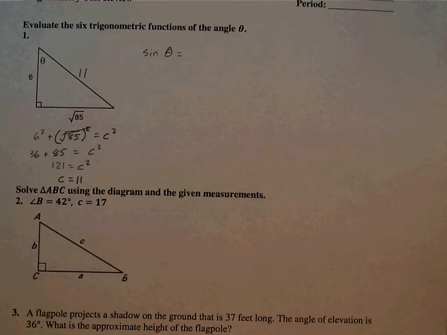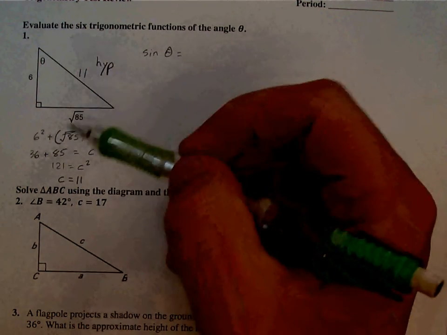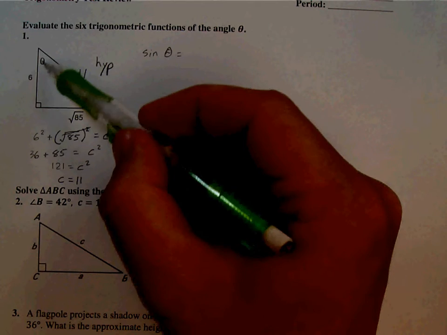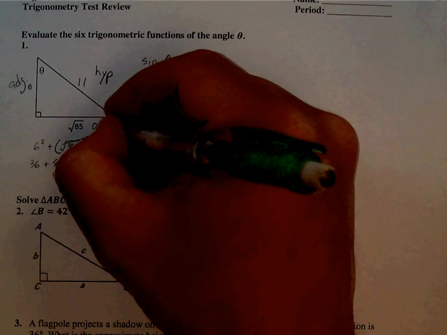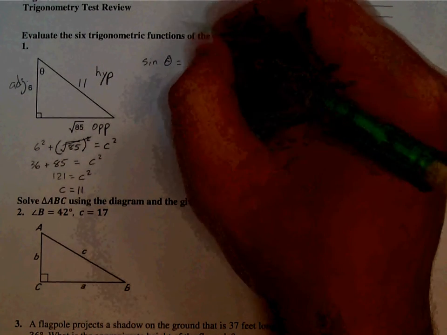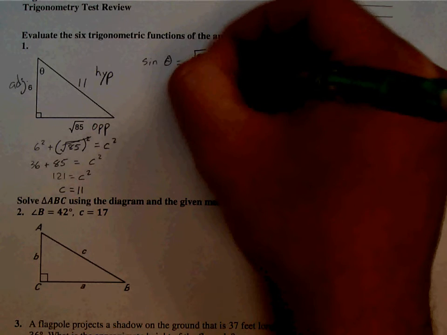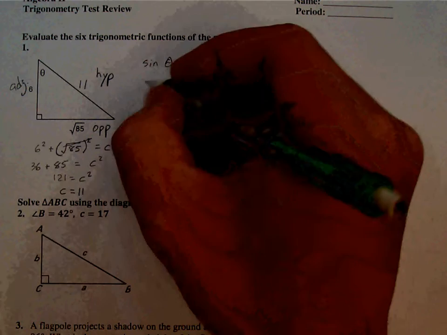We do need to know which sides are opposite, adjacent, and hypotenuse. So I'm going to label accordingly. So we know 11 is the hypotenuse. And opposite and adjacent are in reference to theta. So 6 is next to theta. It's that side right next to it, so that's the adjacent side. The square root of 85 is across the way. It's the opposite leg. So sine, we know, is opposite over hypotenuse. We put opposite on the top, hypotenuse goes on the bottom. So square root of 85 over 11. There's our sine.